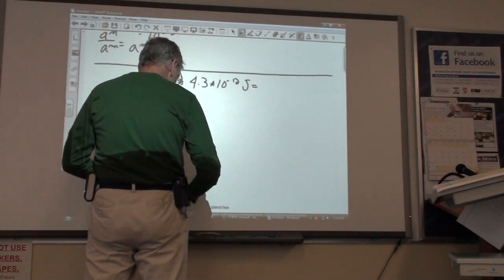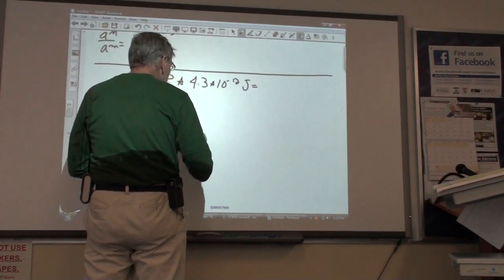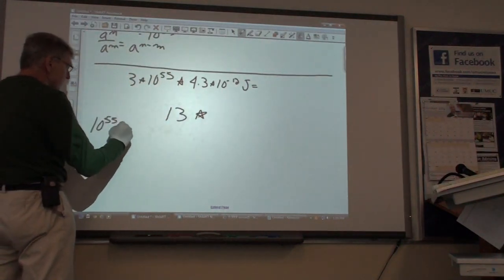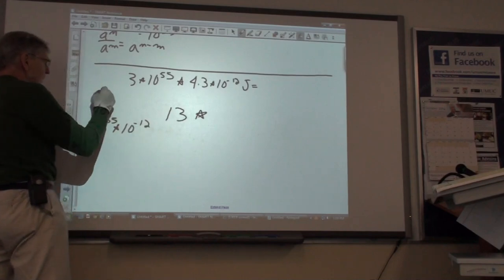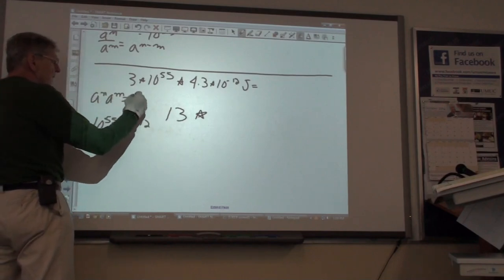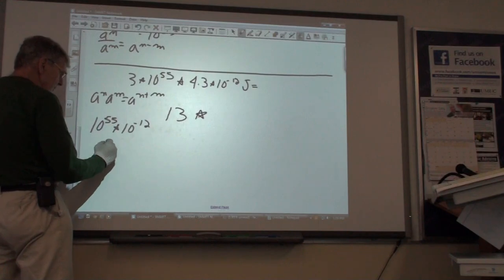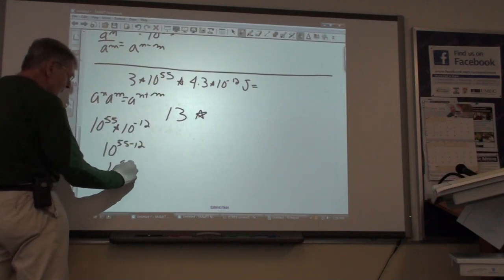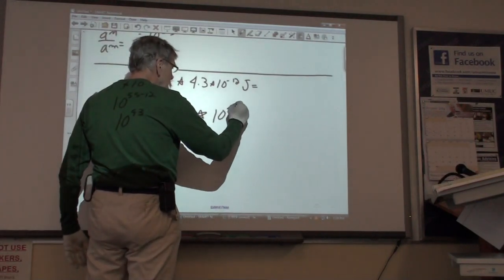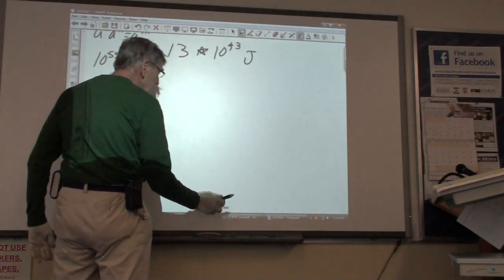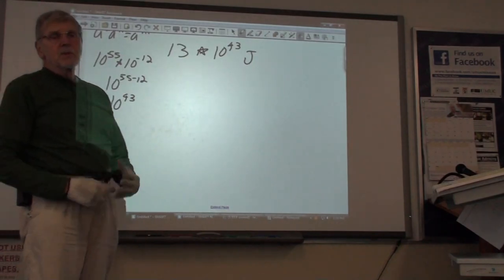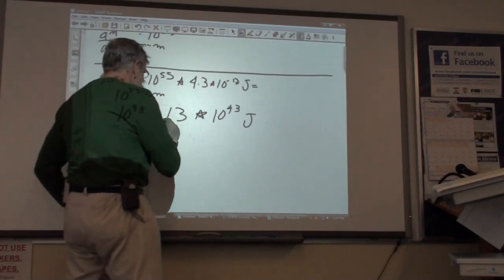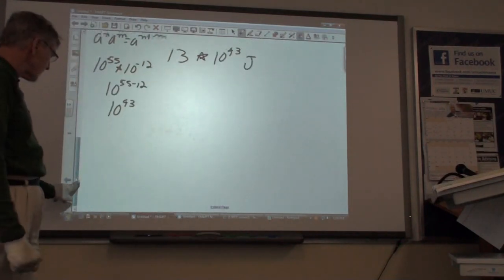And now we have some powers of 10. What we have is 10 to the 55 times 10 to the minus 12. Now a to the n times a to the m equals a to the n plus m. So this is equal to 10 to the 55 minus 12 equals 10 to the 43. So this is the total amount of joules that's going to be released in the burning of the entire 10% of the core.